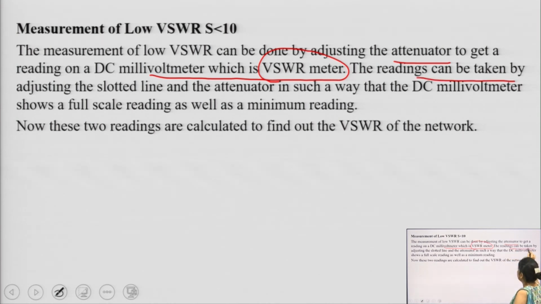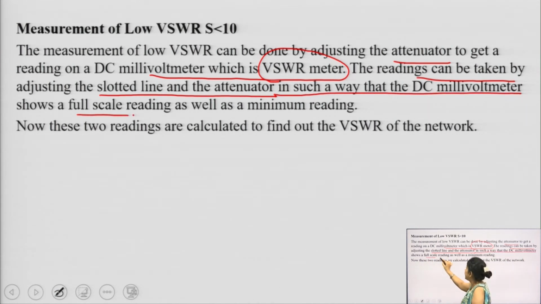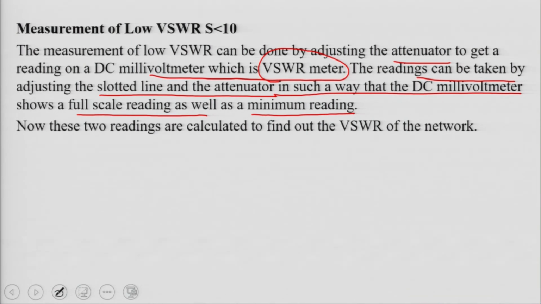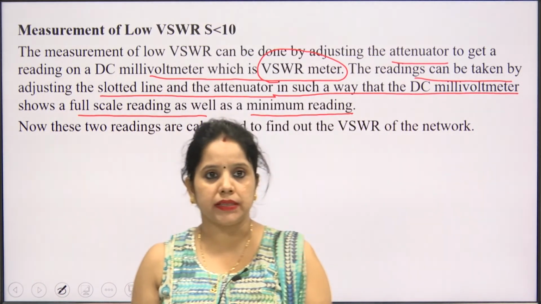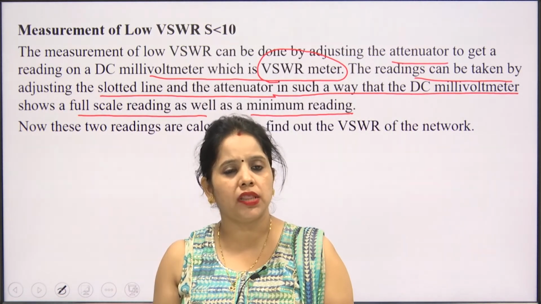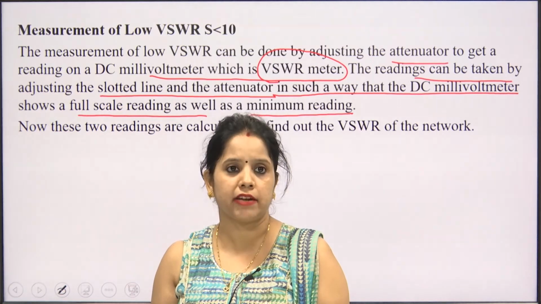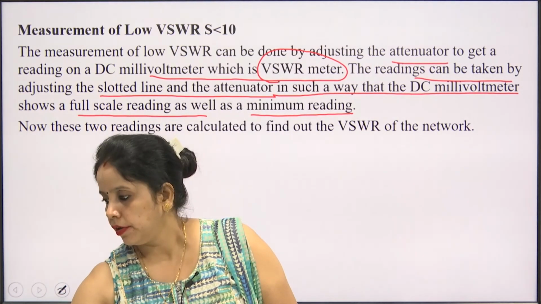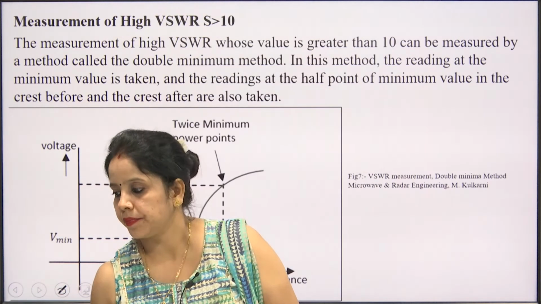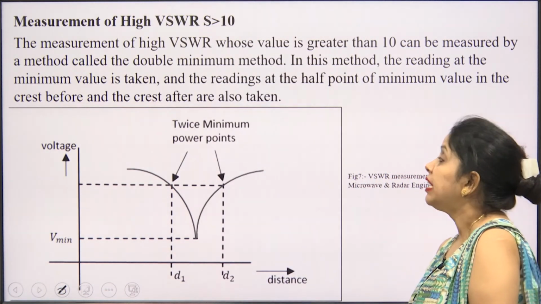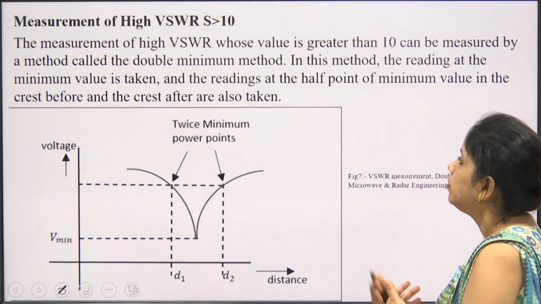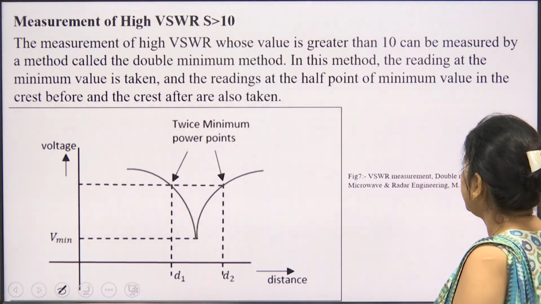The reading can be taken by adjusting the slotted line and the attenuator in such a way that the DC voltmeter shows a full scale reading as well as the minimum reading. With the help of a VSWR meter, we are able to get the value of the VSWR directly, and nowadays both analog and digital types of VSWR meters are available in the market for the measurement of VSWR less than 10. For the measurement of VSWR greater than 10, we have to follow the technique of the double minima method.